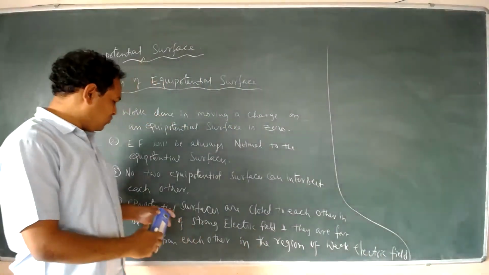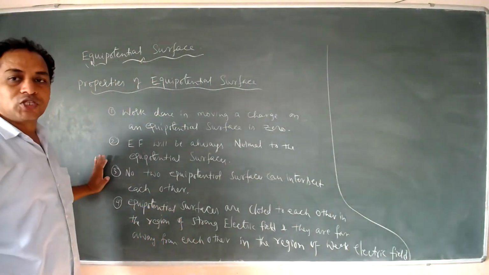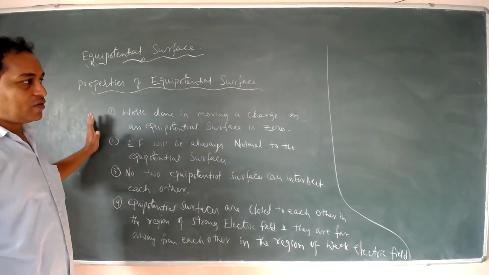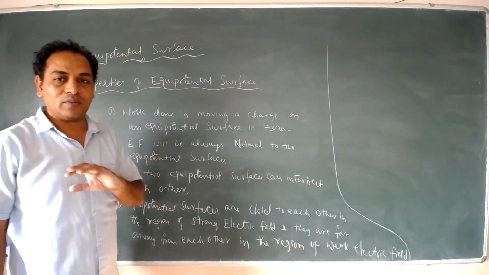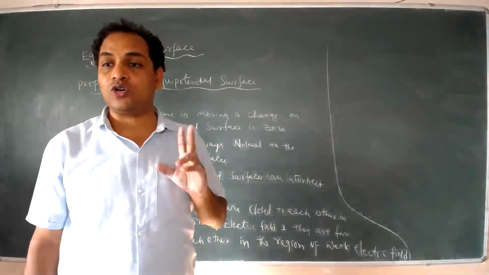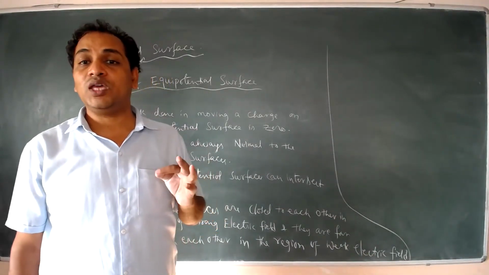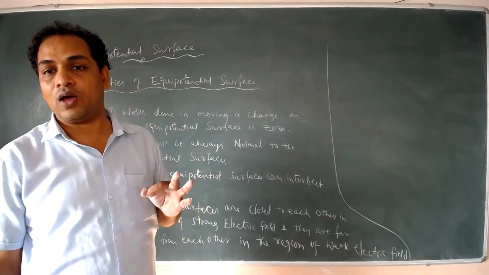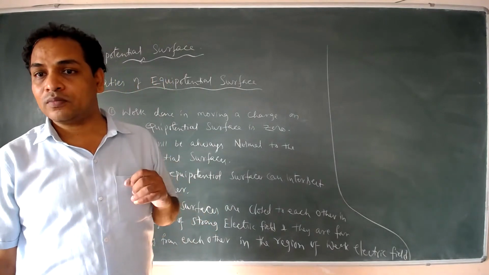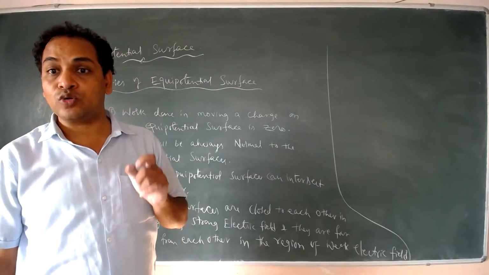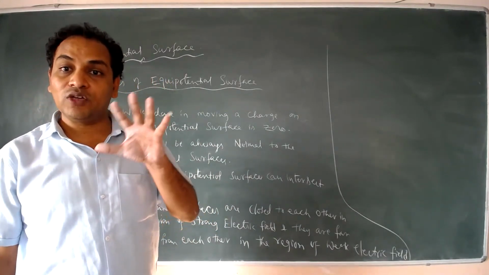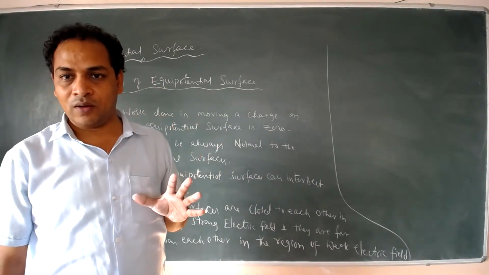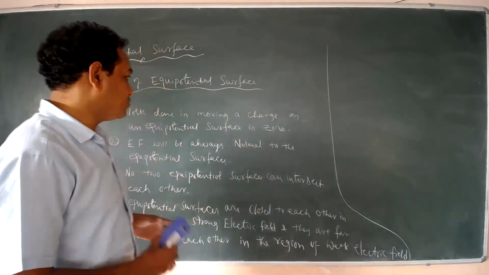Okay, these are the few points to be kept in mind. And after this, we will have some diagrams. Sometimes they may ask for 1 mark or 2 marks: draw the equipotential surfaces for an electric dipole, or two positive charges, or two negative charges. How to draw? Let us see.